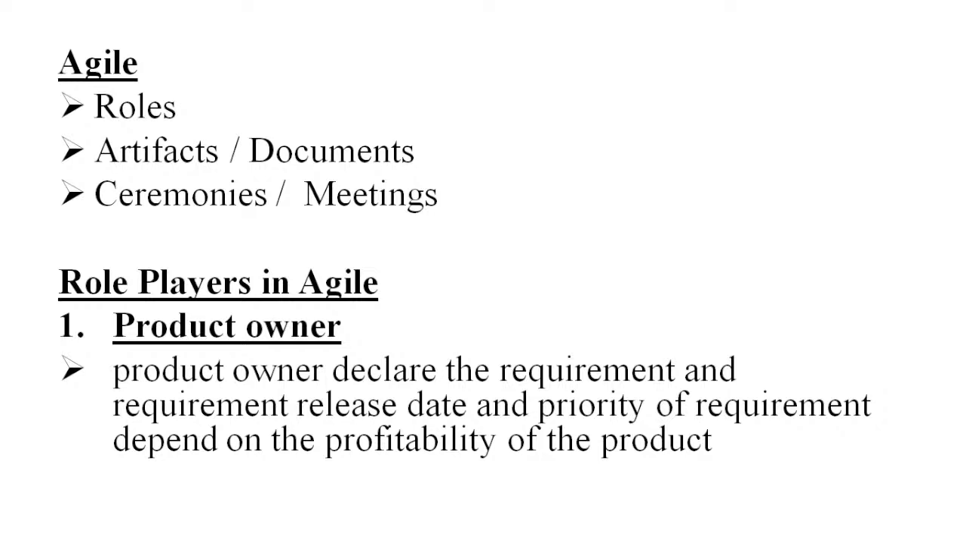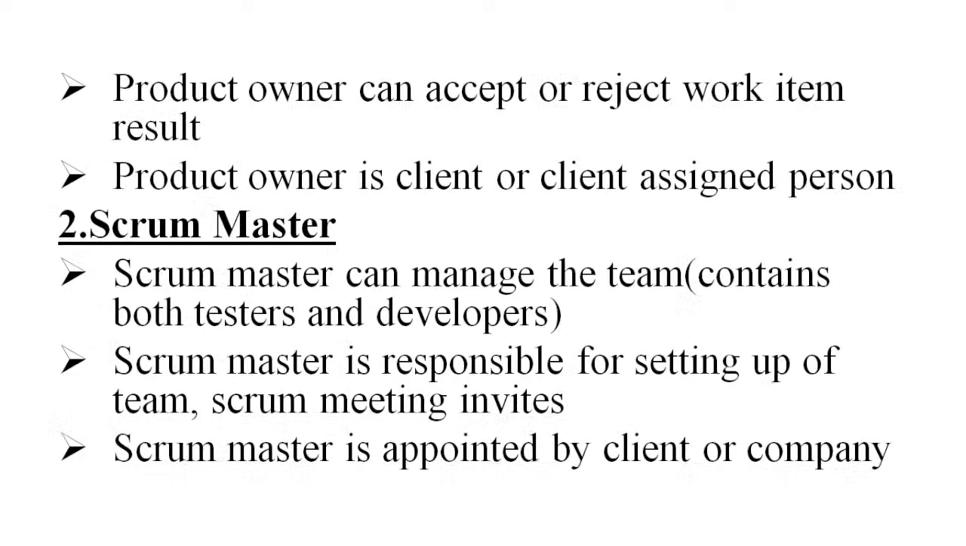First one will be the requirement, second one will be the requirement release date, and third one will be the priority of the requirement, depending on the profitability of the product. This comes under the product owner category. And second, the product owner can accept or reject the work item result. Depending on the requirement of the product, we design some application, design that build, develop the piece of software, test it, and release it to the product owner.